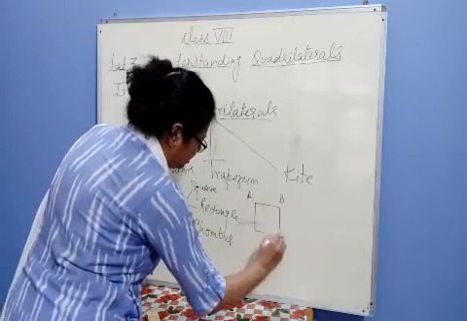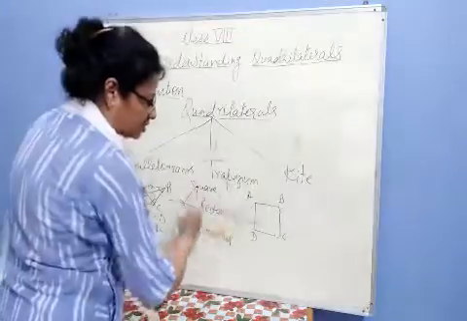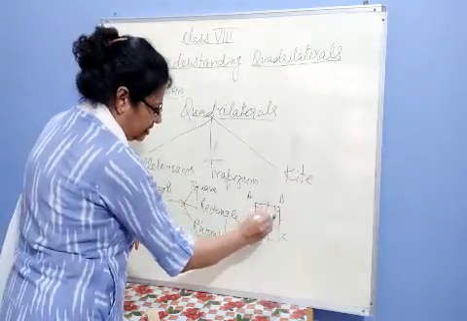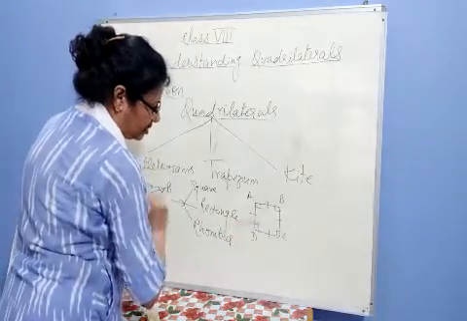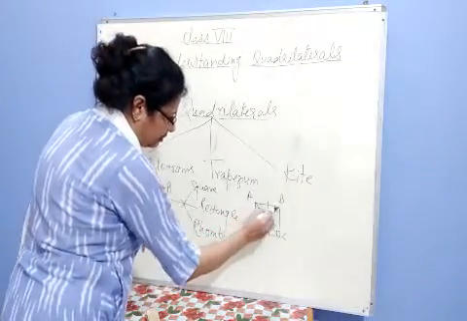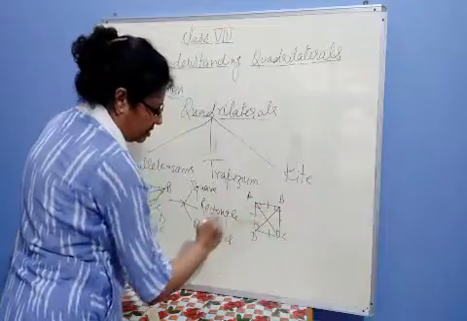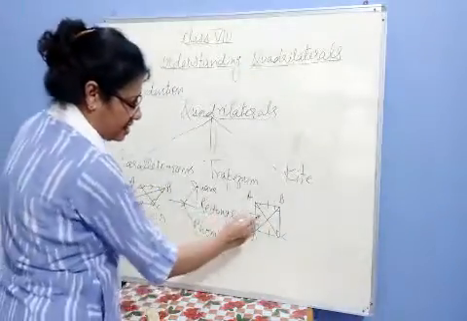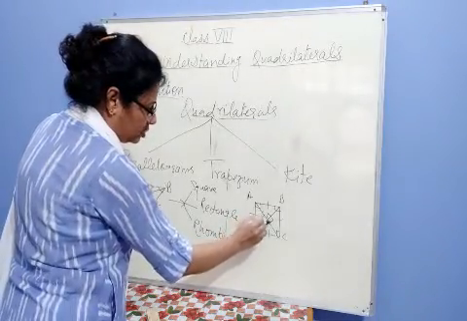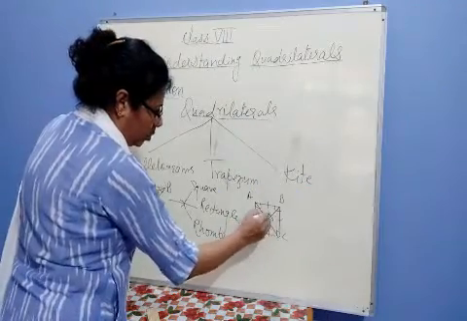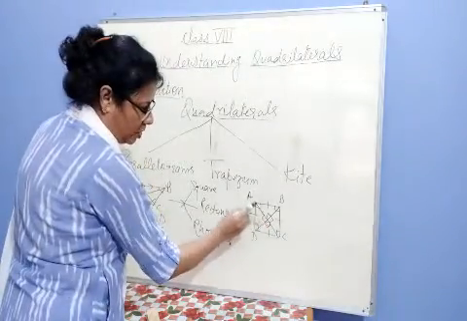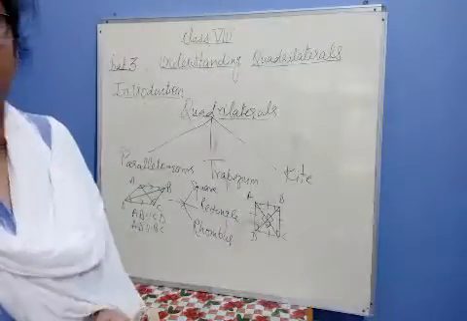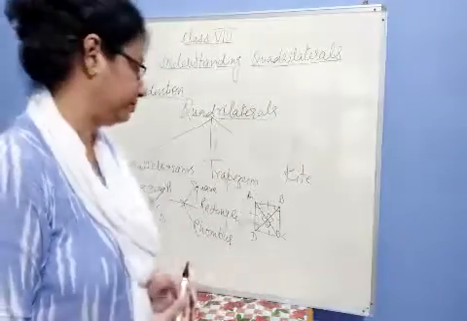Let ABCD be a square. In square, all sides are equal and every interior angle is 90 degrees each. For the diagonals, if we draw two diagonals AC and BD, these diagonals are always equal and they bisect each other at 90 degrees. So bisect means OB is equal to OD, OA is equal to OC. So these are the properties which make it a special quadrilateral.